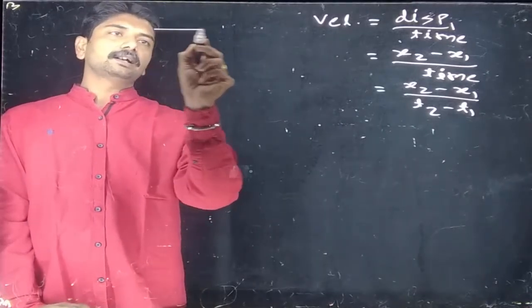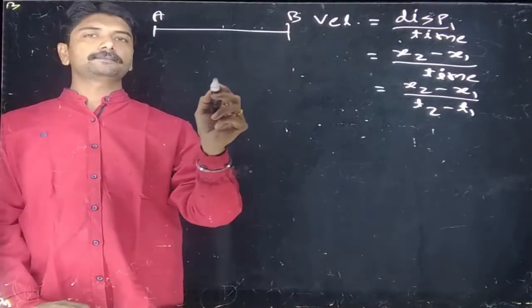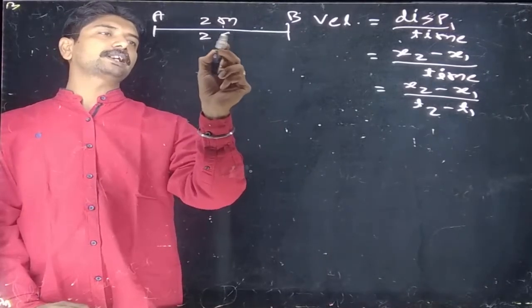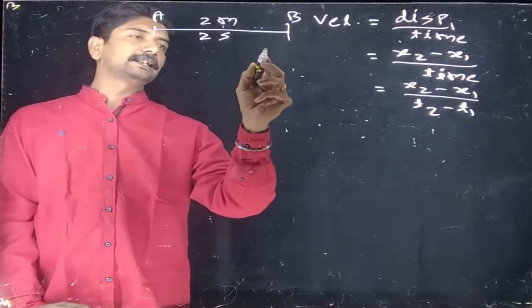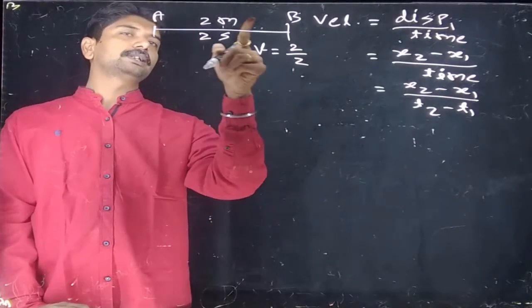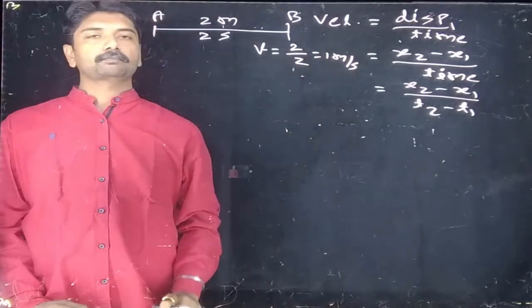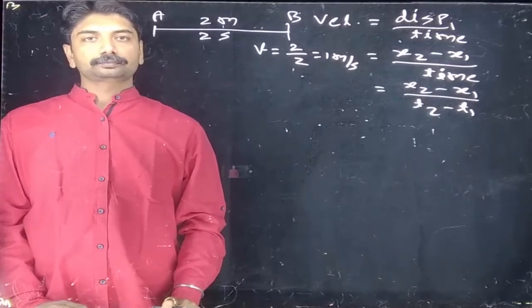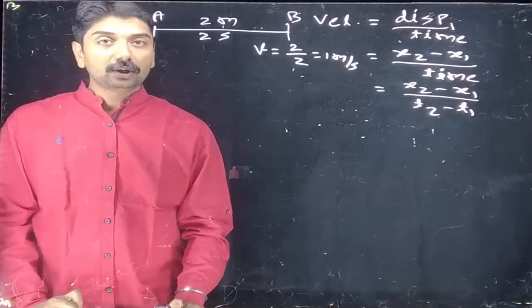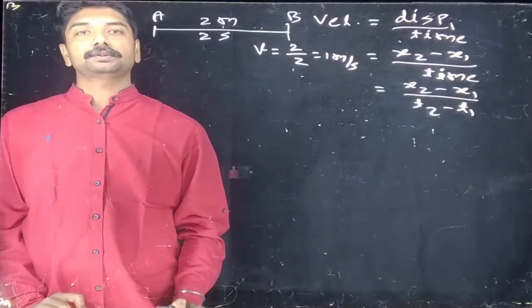Suppose an object starts from position A and reaches position B, the total distance between them is 2 meters, and it takes 2 seconds to cover that distance. Then you will say the velocity is equal to 2 divided by 2, total displacement divided by total time required, which is equal to 1 meter per second. But now, this is unidirectional non-accelerated motion. To be precise, it is unidirectional uniform motion.